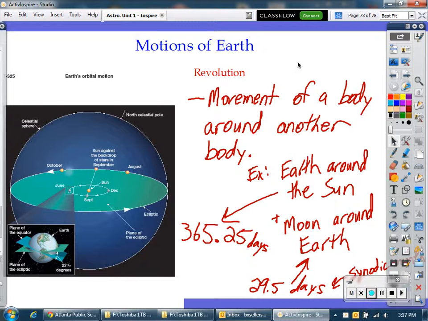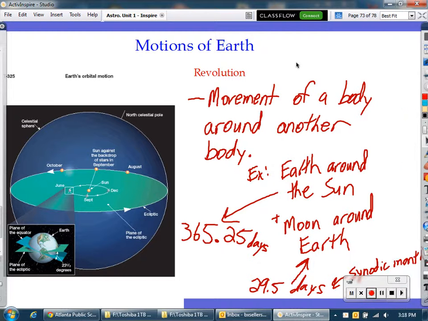Revolution is one of the other movements that the Earth makes, and it is movement of a body around another body. The Earth revolves around the sun. The moon revolves around the Earth. So that's what's called the synodic month, and the synodic month is 29.5 days. That's how long it takes the moon to revolve around the Earth. So the Earth does both movements. Of course, it rotates around its own axis, then it revolves around the sun as well. Moon does that as well.